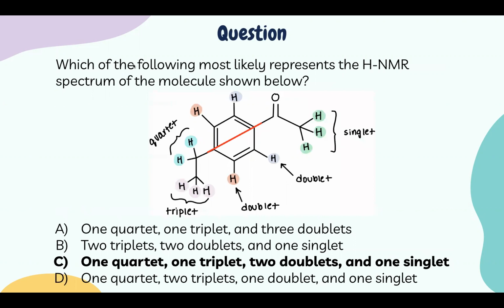And then the quintet, since the two H next to a triplet are experienced by the triplet and also the doublet. So 4 plus 1 will equal quintet. And the triplet is only next to two hydrogens, so 2 plus 1 will be triplet.